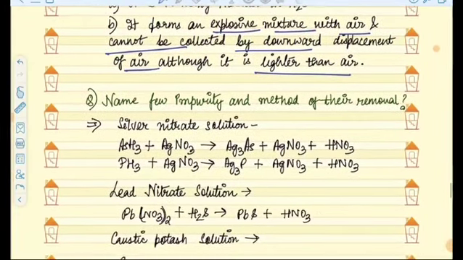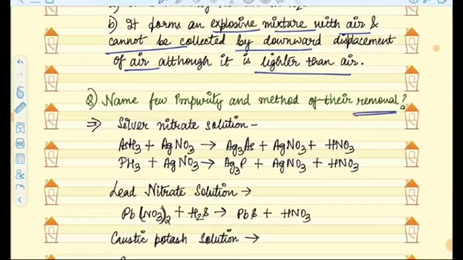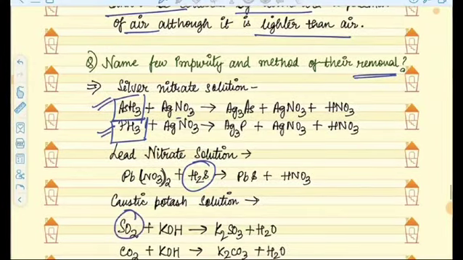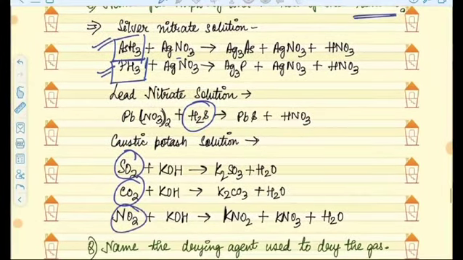Name a few impurities and the methods of their removal. So there are some impurities which get collected along with hydrogen gas. Silver nitrate solution is used. So the impurity is this one: phosphine, arsine, PH3, AsH3. These are the impurities. Then H2S gas. Also SO2, CO2, NO2. These are all the names of the impurities.